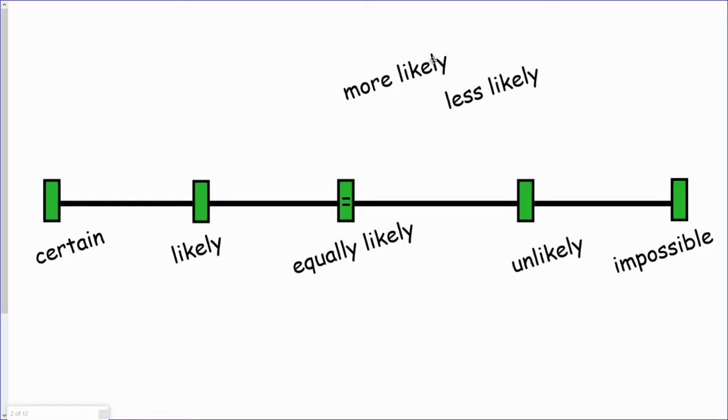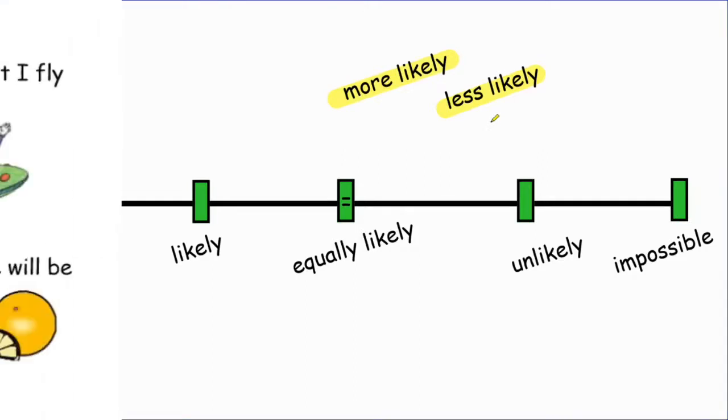And these two terms up here, more likely and less likely, we're going to use today, but we only use them when we're comparing things. Like, it is less likely that I will have pizza for breakfast than oatmeal because I have oatmeal every morning. Or it is more likely that I will go for a walk today than I will go for a swim because it's a bit cold out for a swim.